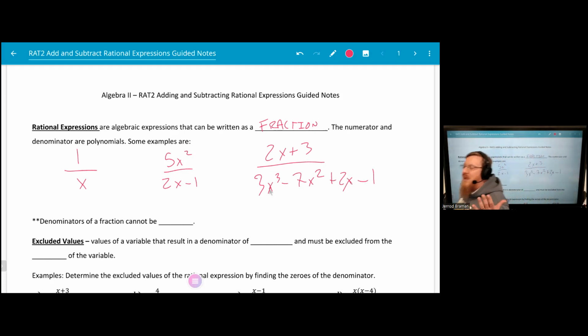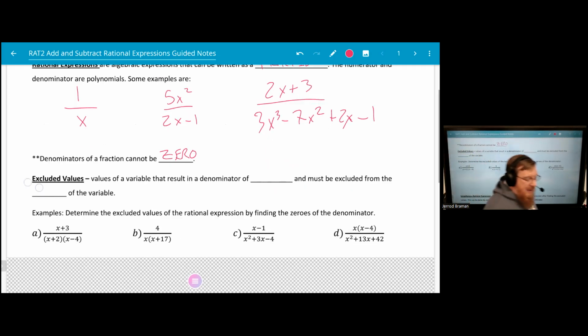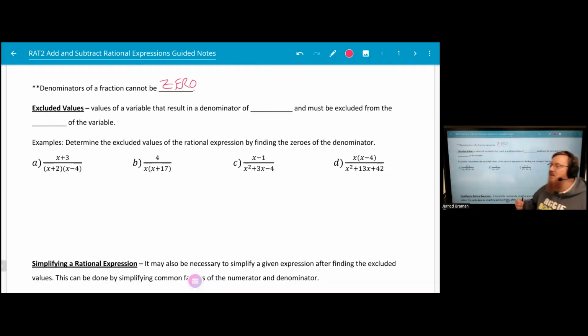Those are all examples of rational expressions. You've got a polynomial in the numerator and a polynomial in the denominator. One of the big things, just like fractions, what breaks fractions is when their denominator is 0, and the same is true for rational expressions. Our denominators of the fraction cannot be 0. So what happens if we do have zeros in that denominator? It breaks it. So what we have to do is find those, and what we have to do is called exclude those. Those are excluded values. We don't work with those values.